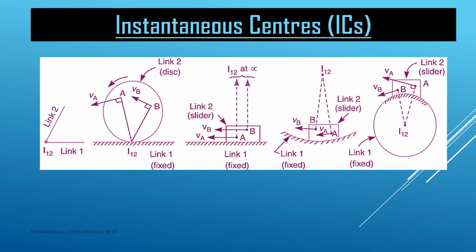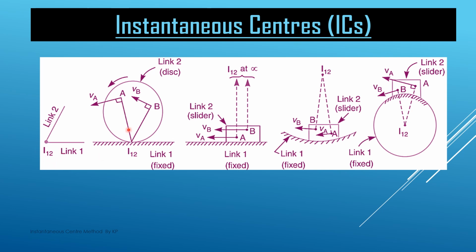There are certain cases in which we should know the IC before locating the IC of any mechanism. So here first we have the link. There are two links. The first case is link 1 and link 2, and these two links are pin joined at the pin connection here. When two links are pin joined, their IC lies at the pin connection.